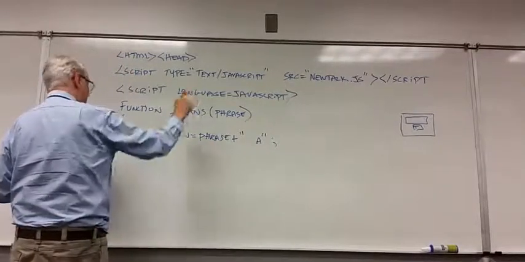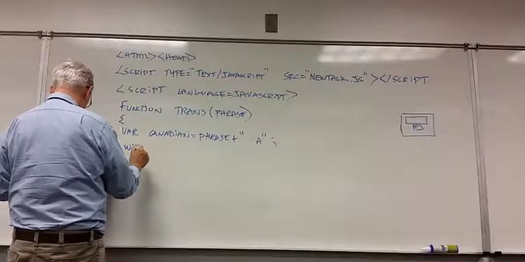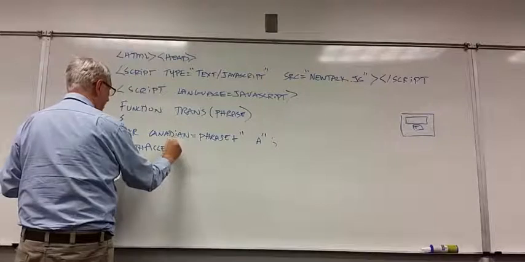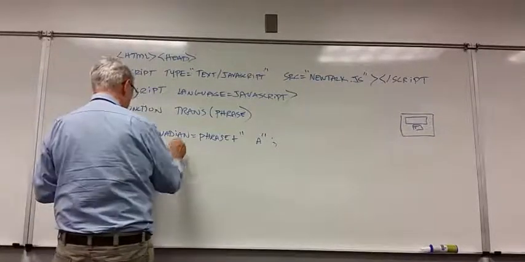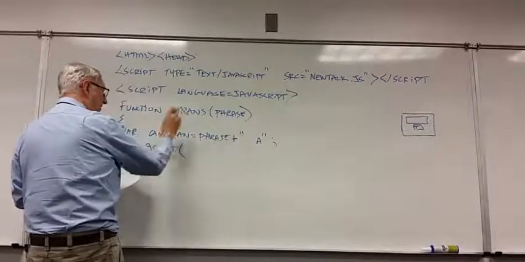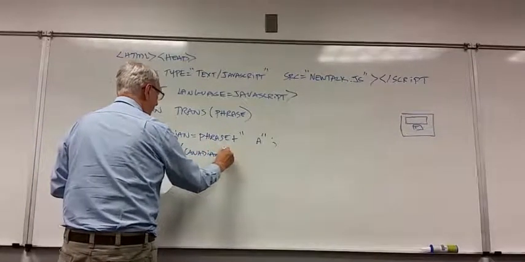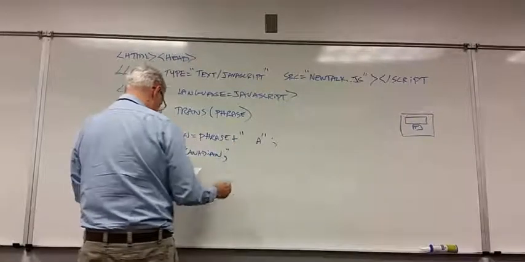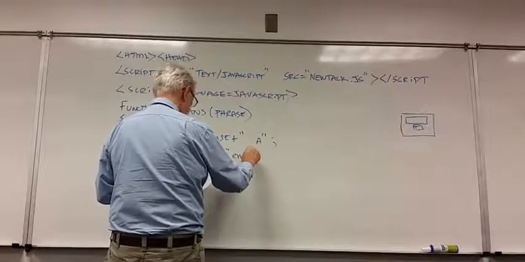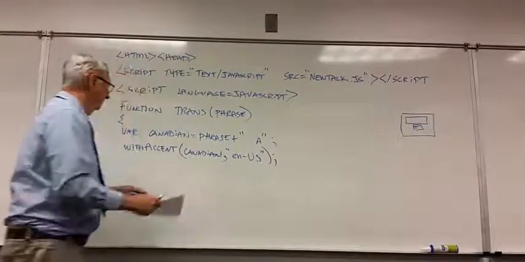So then I want to send it up to Google to have them say it. So I'd say with accent, because you have to tell it which language you're going to talk to it in. This is just a variable. I say Canadian, I'm sending that up here as the word that's going to be translated. And then I put EN dash US, like that. That is what I've done.